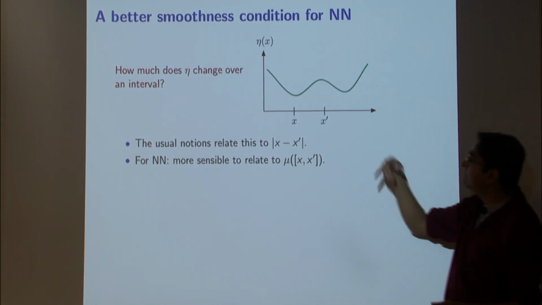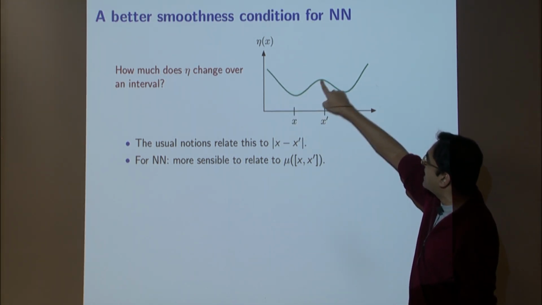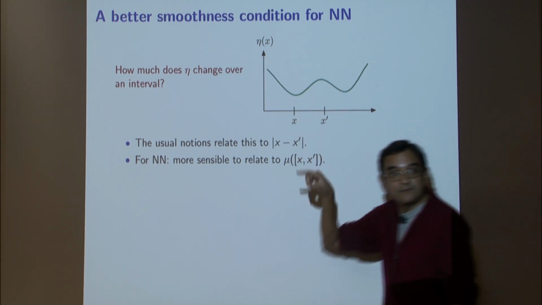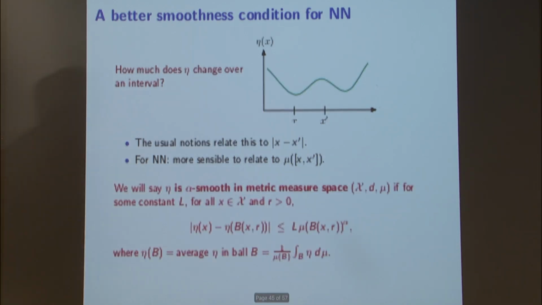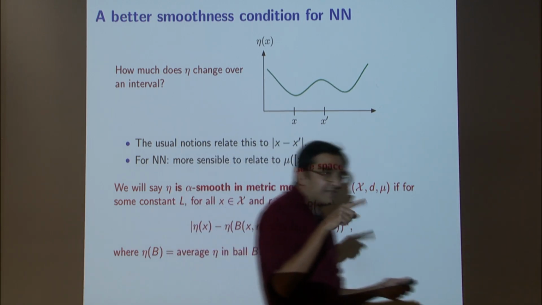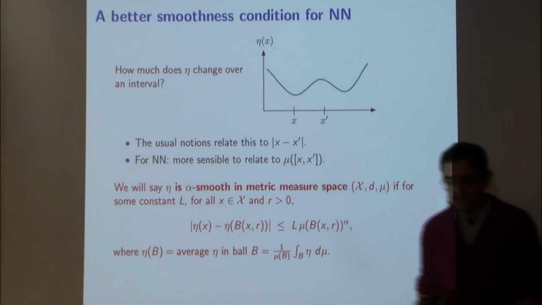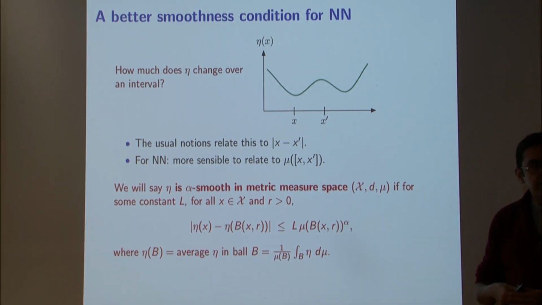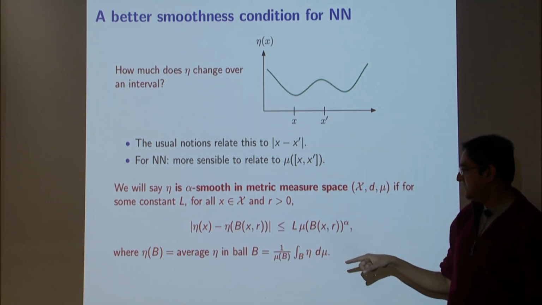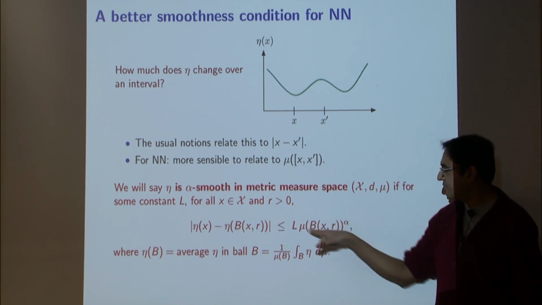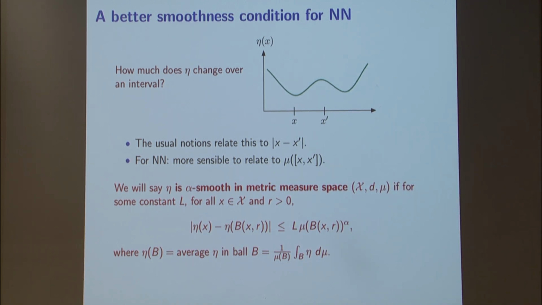And so we wanted to give a smoothness assumption where we would quantify the change from eta x to eta x prime in terms of the probability mass of this interval. And so we just gave an analog of that Holder smoothness condition. We took that same condition and rewrote it using these probability masses. So we said, look at any point x, and now grow a ball of radius r around it. Look at the average eta in that ball. The difference between these two should depend not on the radius r, but on the probability mass of that ball. And then again, you have that same sort of coefficient alpha.